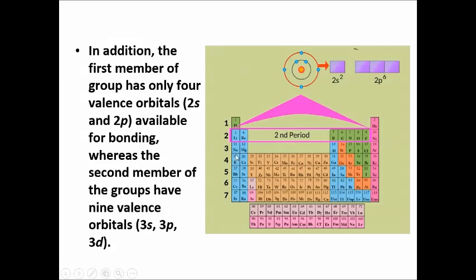Whereas when you take the third period, it consists of 3s, 3p and 3d. So a total of 9 valence orbitals are there for bonding. So of course the properties will vary from the other elements of the group. That is the one anomalous behavior.